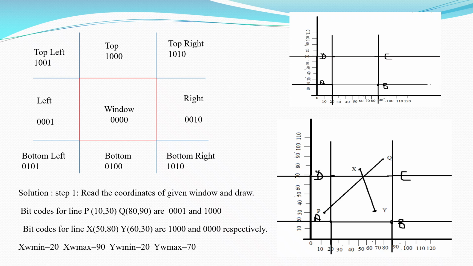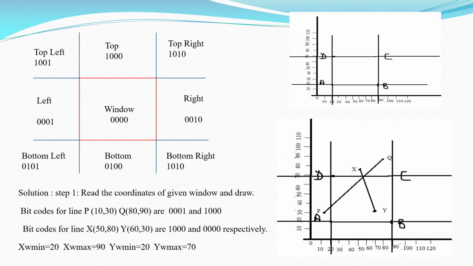So first we calculate the region code. P is 0001, because it is on the left side. That's why we get 0001 for P, and 1000 for Q, the end point of the line, which means it is at the top. Like that we read the X and Y values according to the bit region code.